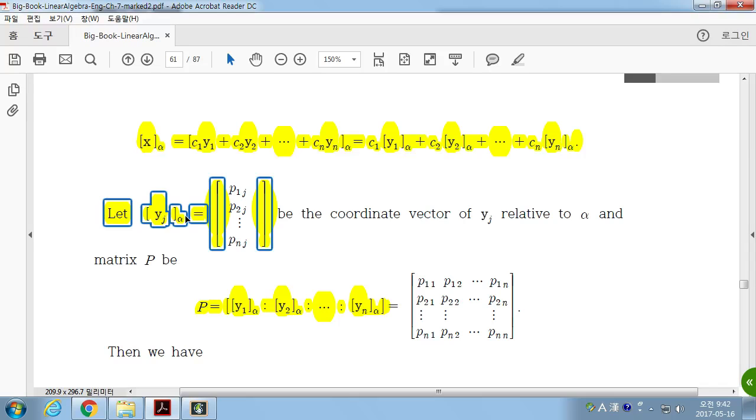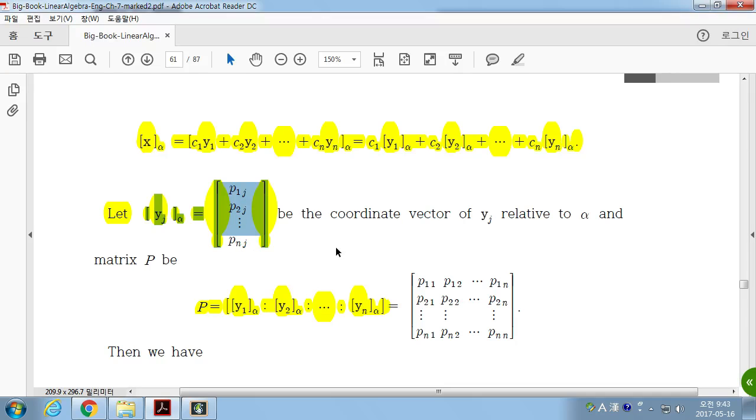We can easily find this because alpha is a basis. Alpha is a basis, so yj can be written uniquely as a linear combination of the xi's. So we can find the coordinates. So yj can be written as a linear combination of the vectors in the basis alpha. From those coordinates, we can form a coordinate vector of yj with respect to alpha. Let's say that is this: p1j, p2j, up to pnj.